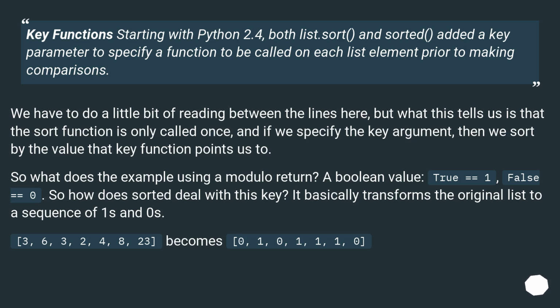So what does the example using a modulo return? A Boolean value, true equals 1, false equals 0. So how does sorted deal with this key? It basically transforms the original list to a sequence of 1s and 0s. 3, 6, 3, 2, 4, 8, 23 becomes 0, 1, 0, 1, 1, 1, 0.